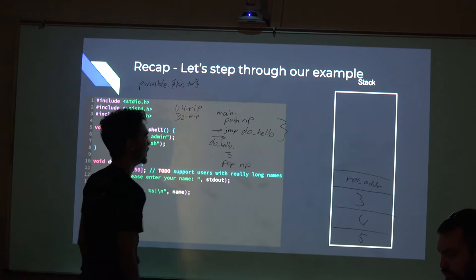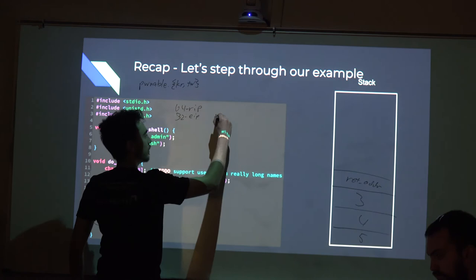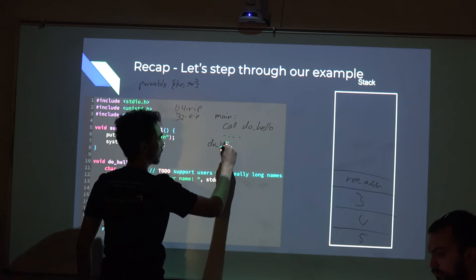Because these two are bundled into one instruction called call, we wouldn't write this. Instead, it would be just call do_hello, followed by the rest of main's code. And then do_hello would do some stuff, and then execute this instruction called ret.